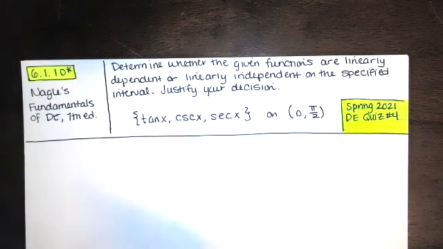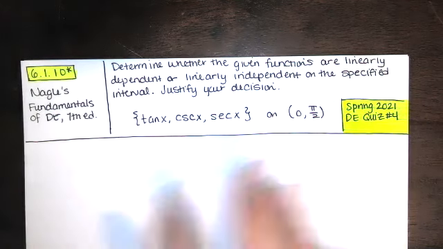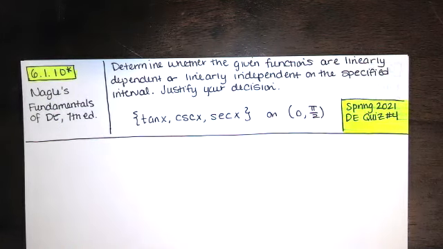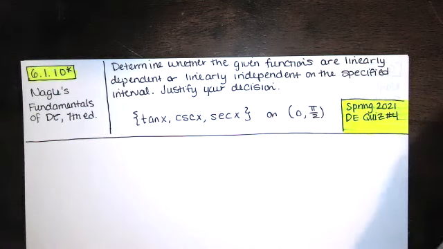So I'm going to show you sort of what I would have expected you to do to answer this question on a paper-based quiz, and then I'll show you how to get the answer that MyLab Math is seeking from you. So it says, determine whether these functions are linearly independent or linearly dependent on the specified interval, and then justify your decision. The easiest way to do that is with the Wronskian.